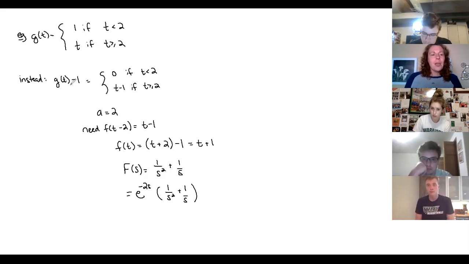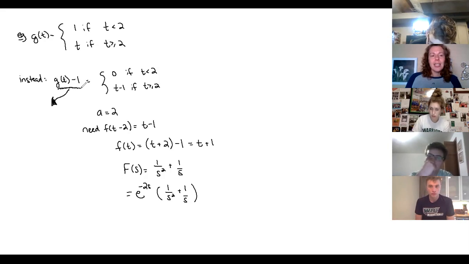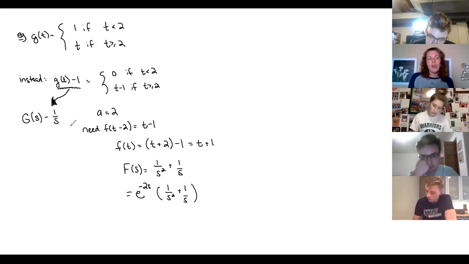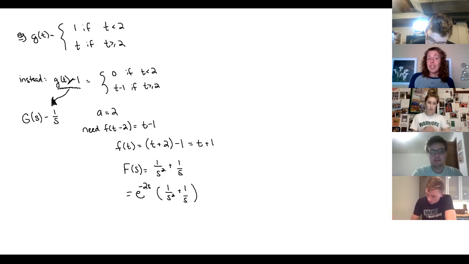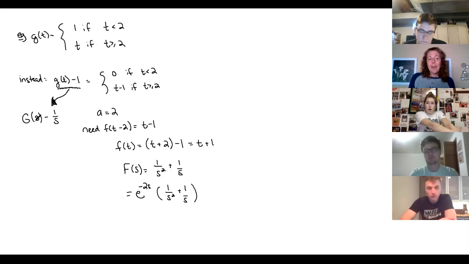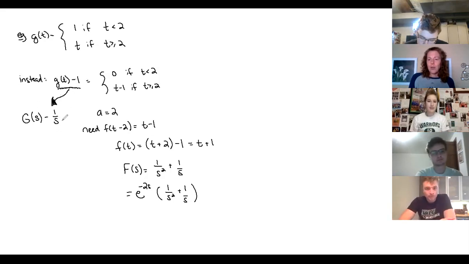Okay, now here's the problem. What we found was the transform of this new left-hand side. So we did not find capital G of S. What we found was capital G of S minus 1 over S. The 1 over S comes from the transform of 1, right? We don't just have a little g of t on the left-hand side. We've got some extra stuff. So what we found was the transform of capital G of S and then minus a 1 over S.